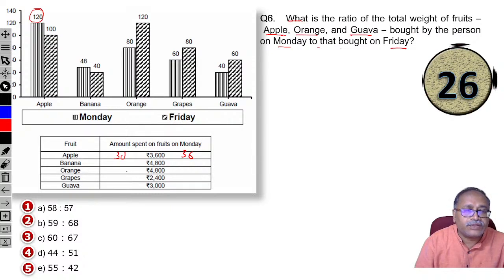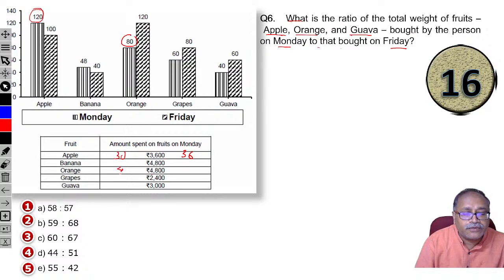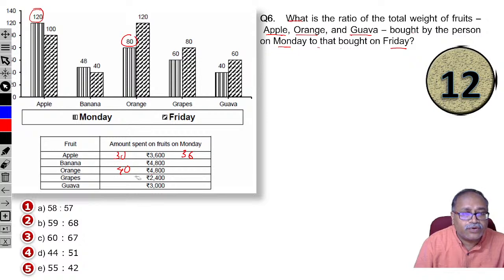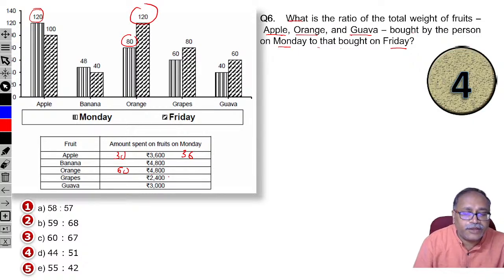What about orange? The orange, if I divide this one, the number of oranges are 8 and the total value is 4,800. So that is 40. Orange, no, this will be 60. 6, 8, 48. And what is the other day? That is 120. So that will be 40.